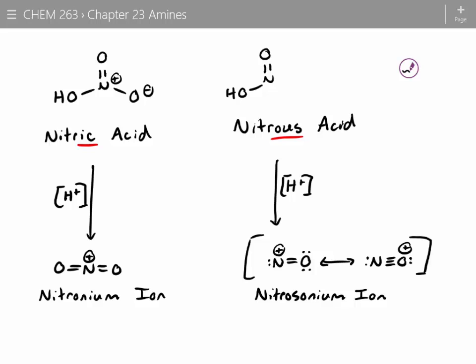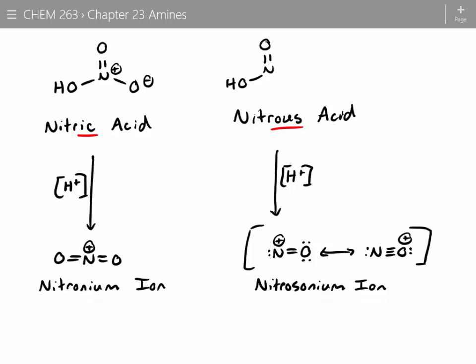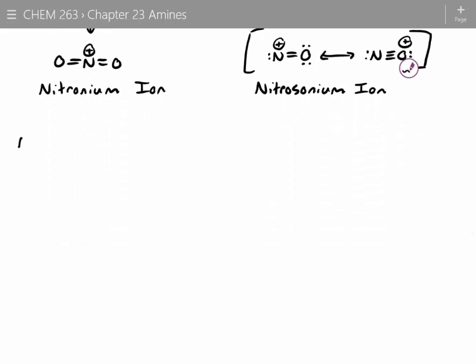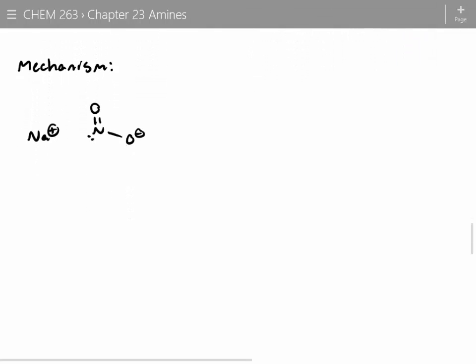All right, so now let's look at the mechanism for making the nitrosonium ion. So it's just like you guys would suspect. In fact, you guys have already seen this before. Do you guys remember when we made azo dyes? So with azo dyes, what was the salt called that we used? Sodium nitrite.